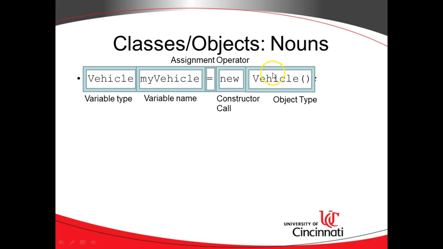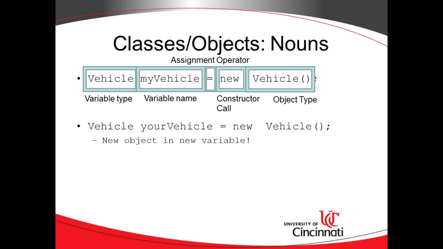Now, one other thing you might say is this entire unit, the new Vehicle, is a constructor call, kind of like a method call, but a constructor call is special because a constructor is always creating an object, and that object is being stored in this variable, myVehicle. So what's this line? Vehicle yourVehicle equals new Vehicle. Very similar to the line above, but in this case we are creating a separate object, and we're storing that separate object into a separate variable called yourVehicle. Both objects happen to be objects of type Vehicle. So that's the creation of an object.